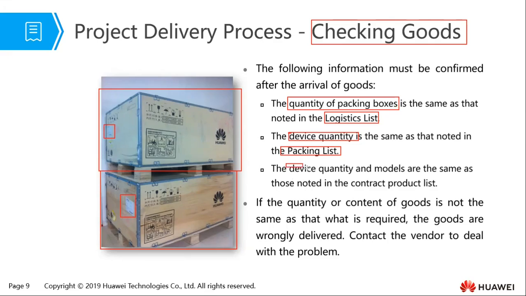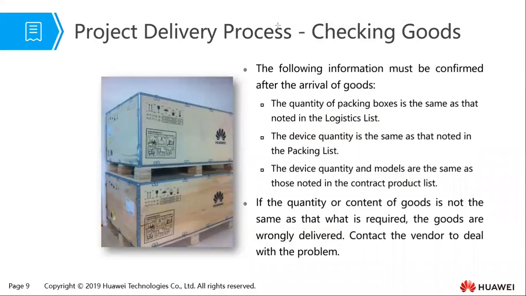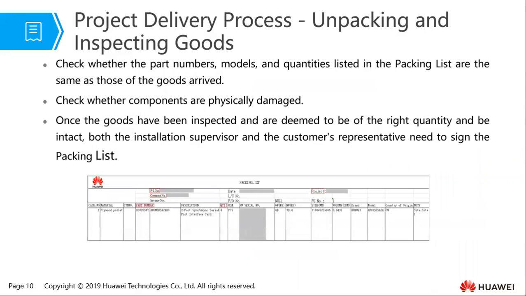Then you also need to confirm the device quantity and models. You make sure that they are the same as what has been specified on the contract product list. Now, if anything is not okay, then it simply means that the goods are wrongly delivered, and therefore you're supposed to contact the vendor so that you sort out the issue. So this is a very important stage where we need to confirm that we have everything that is needed for the implementation of the project.